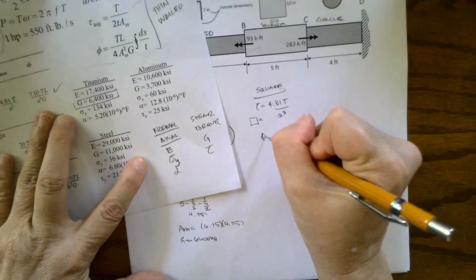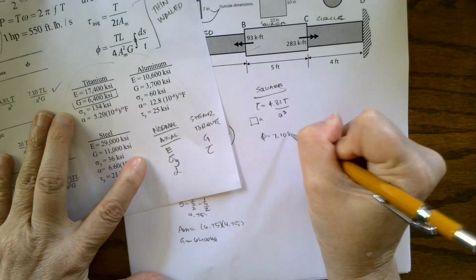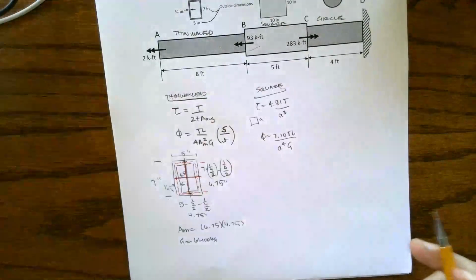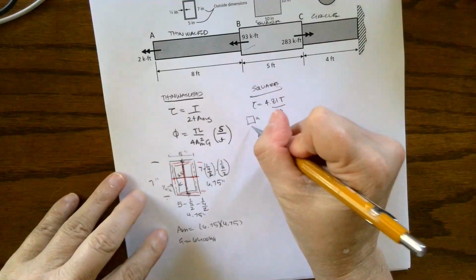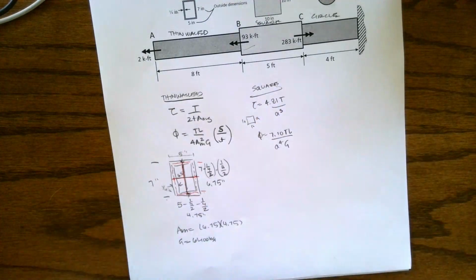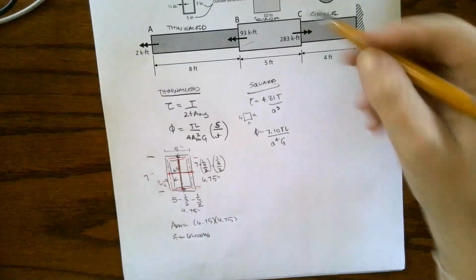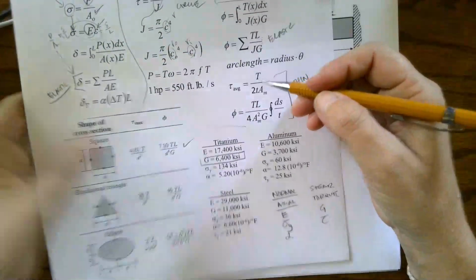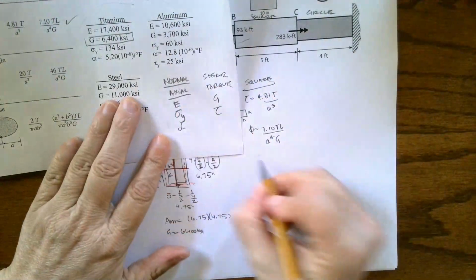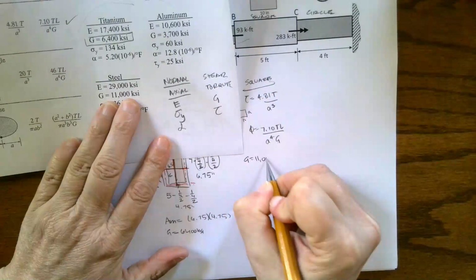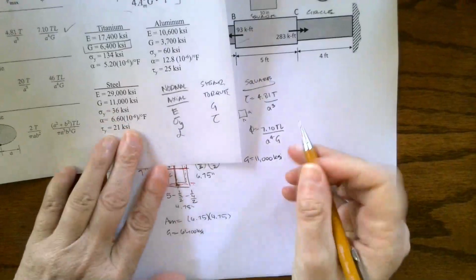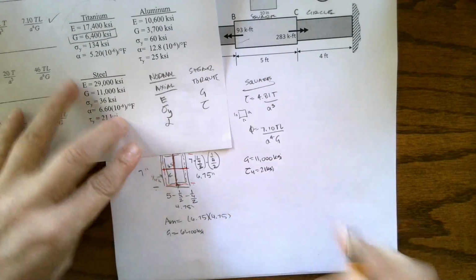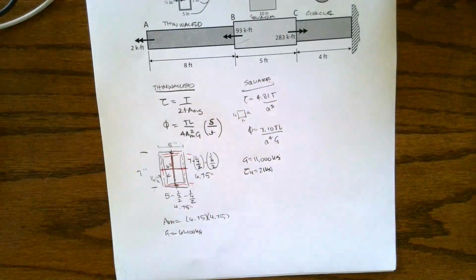And I know that phi is 7.10 TL divided by a to the fourth G. And again, that's the outside edge. So a is 10. Okay. G, we are using steel. So I need to come back and get G, 11,000 KSI, and I need to get that yield stress of 21 KSI because I've got to check against yielding on everything I do. Okay.